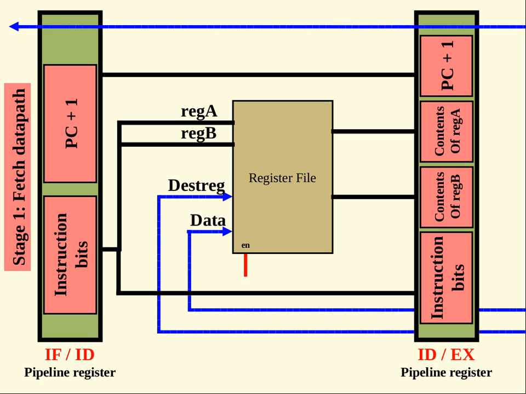Okay. So we're going to go to execute. Before I click to that slide, what are the 4 things execute has before it starts? The instruction bits, the contents of register A, register B, and PC plus 1. So with those pieces of information, it's going to do the execute stage.